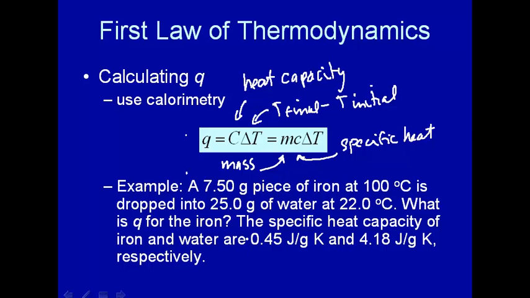Q for the iron, let's use this, will be the heat capacity times delta T. But we're not given final, and we're not given actually initial. Well, we're given the initial temperature of the iron, but not the final temperature of the iron. So here we have to use calorimetry and first law concepts. All right, so let's do that.